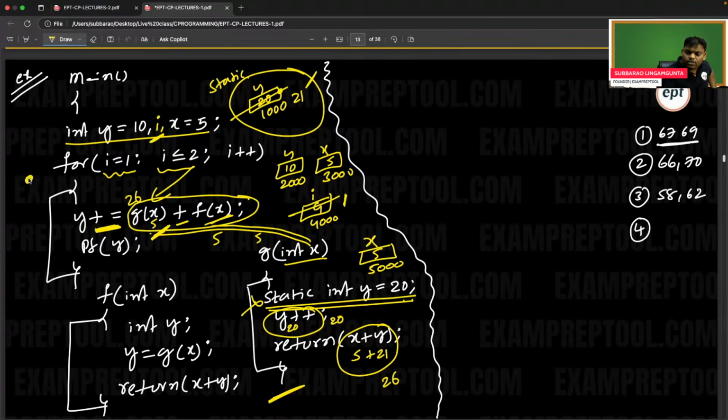Remember, in this function, what is the x value? 5. So again, 5 will go. So 5 is going. Receiver, int x memory will be allocated. It is a 5. This is its address.